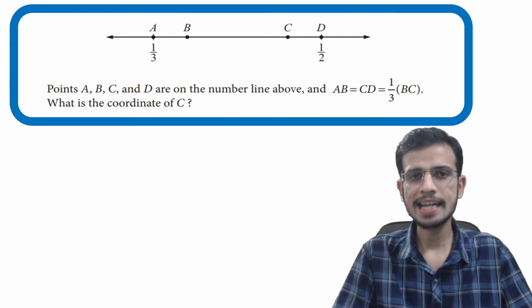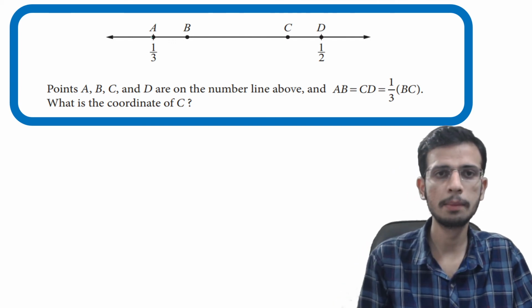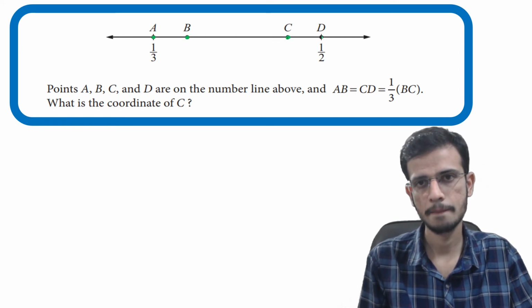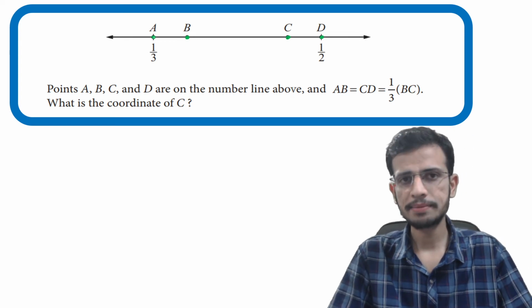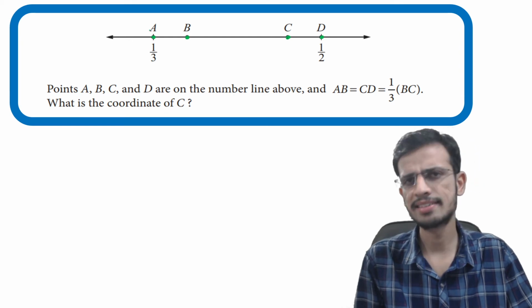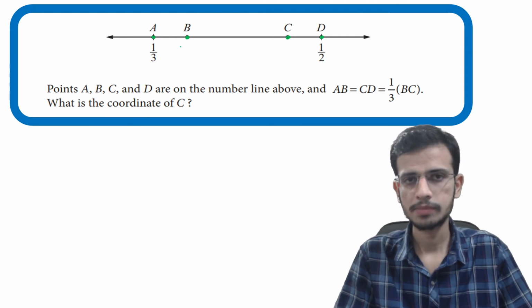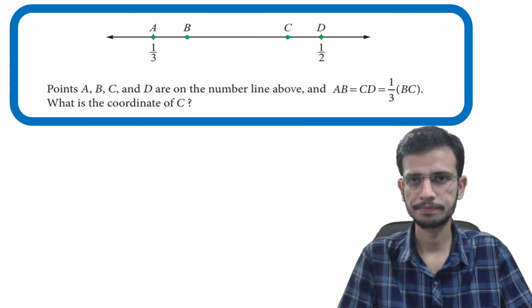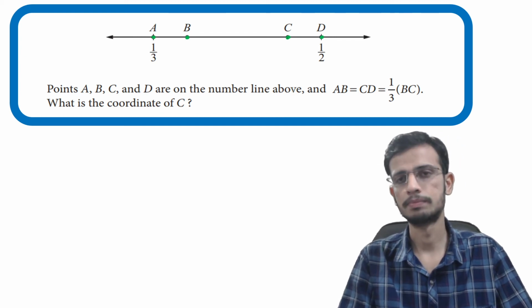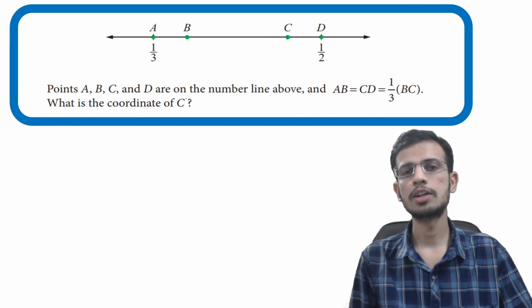One number line is given to you. There are 4 points A, B, C and D on the number line, right? 1 by 3 is the coordinate of point A. We can consider it as an x-axis or y-axis; we can say it's an x-axis. So the coordinate of point A is 1 by 3. We don't know the coordinate of point B. The coordinate of C is also unknown, and the coordinate of D is 1 by 2. Points A, B, C and D are on the number line above.